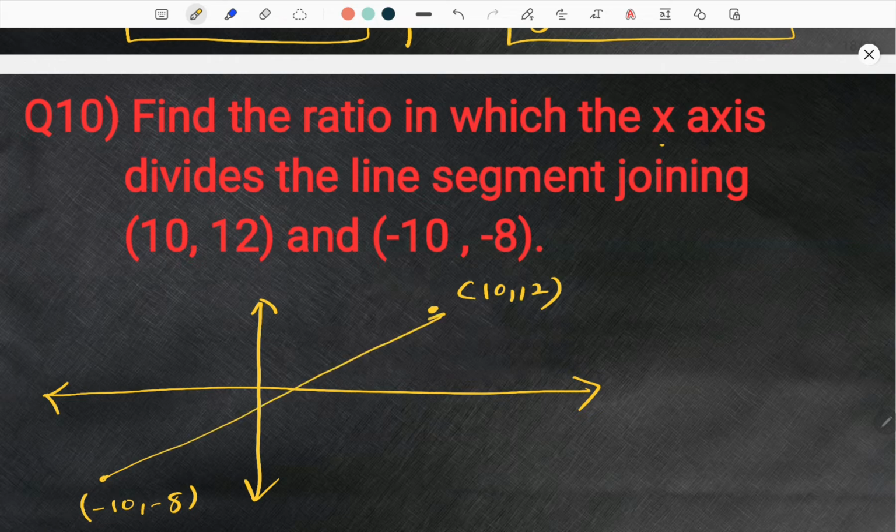Now if you join this, the x-axis is cutting this line, so let me call it AB in some ratio. Let us take this point as C. So they are asking the ratio AC to CB. What are the coordinates of this point C? Don't you think it is x comma 0? Why is it x comma 0? Because on the x-axis some value of x will be there, but what will be the value of y on the x-axis? It is 0 only. Are you understanding my point?